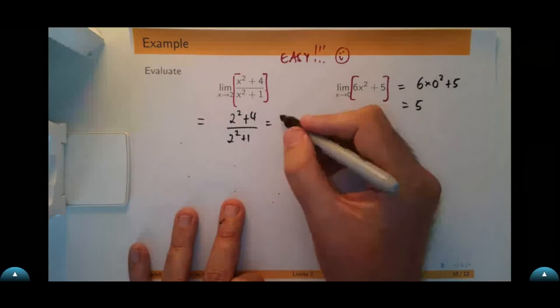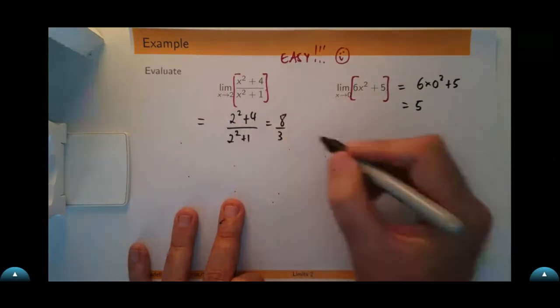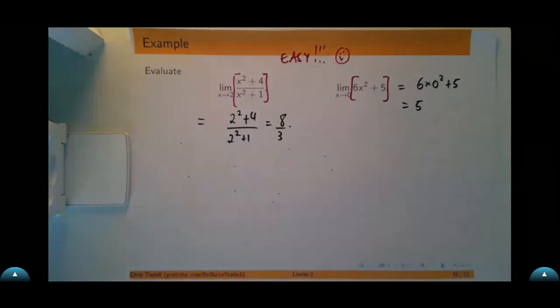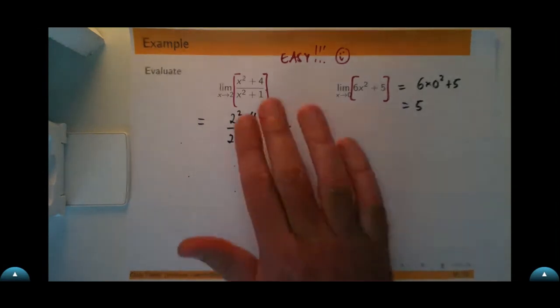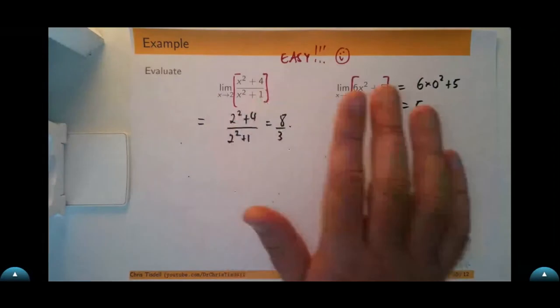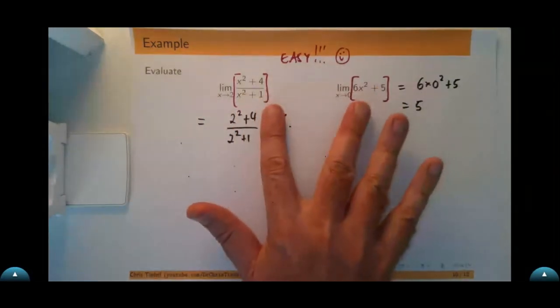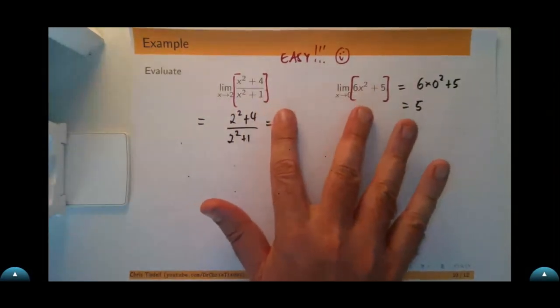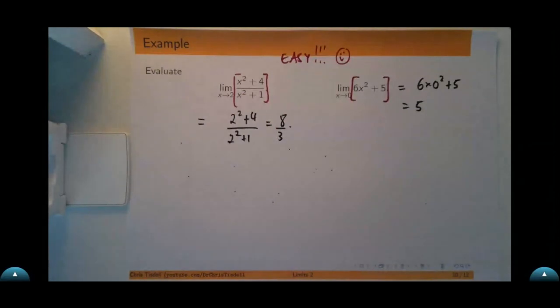Okay, so this will be 8 over 3. Yep, this is super easy. Okay, Super Mario easy. Okay, so just remember, these ones are easy. These are the ones that you see at high school or whatever. Sometimes you can evaluate a limit like that. Super easy. Okay.